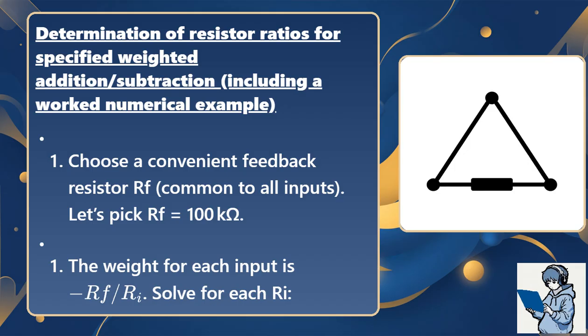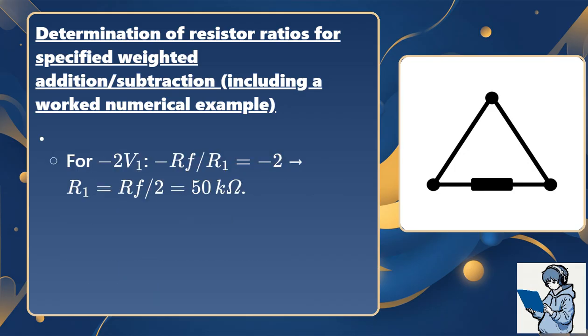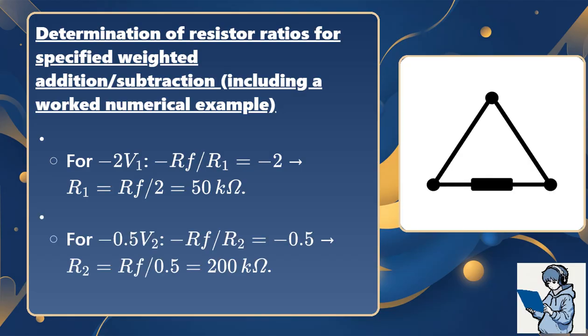Solve for each Ri. For -2 V1, negative RF over R1 equals -2. Therefore, R1 equals RF divided by 2 equals 50 kilo ohms. For -0.5 V2, negative RF over R2 equals -0.5. Therefore, R2 equals RF divided by 0.5 equals 200 kilo ohms.